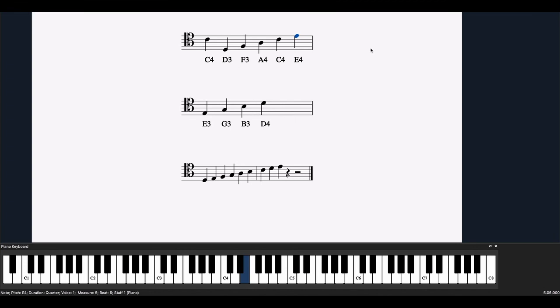On the next line, we see the notes that correspond to the spaces on the staff in tenor clef. They are E, G, B, and D. Here they all are put together. D, E, F, G, A, B, C, D, and E.